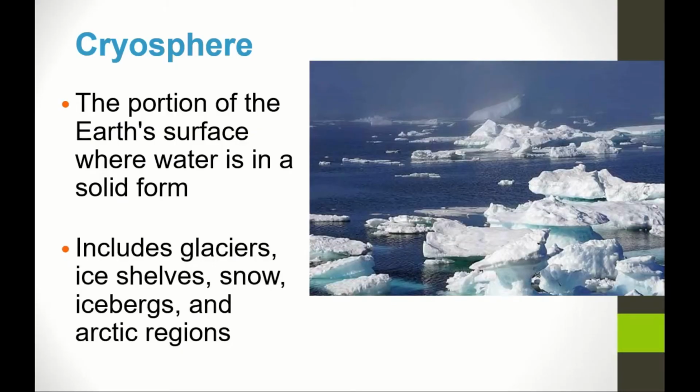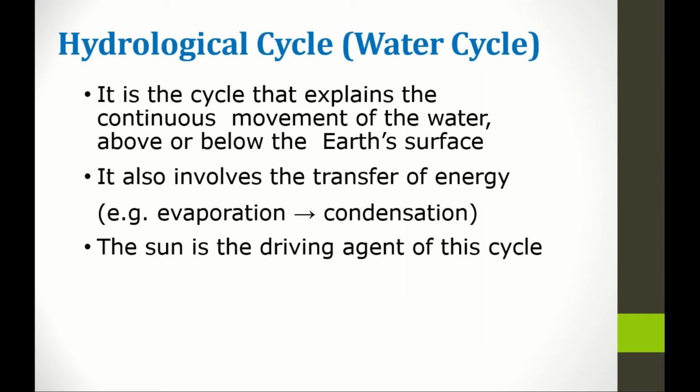Okay? So, the cryosphere is under the hydrosphere, the portion of the Earth's surface where water is in a solid form. It includes glaciers, ice shelves, snows, icebergs, and Arctic regions. Next is the hydrological cycle or water cycle. We already encountered this one. It is a cycle that explains the continuous movement of the water above or below the Earth's surface. It also involves the transfer of energy, like during the evaporation and condensation process. And the sun is the driving agent of this cycle.